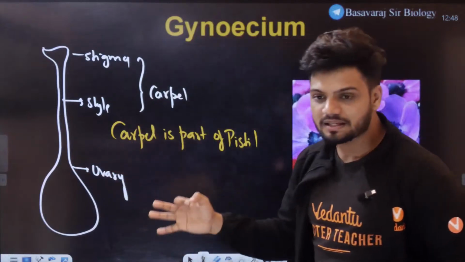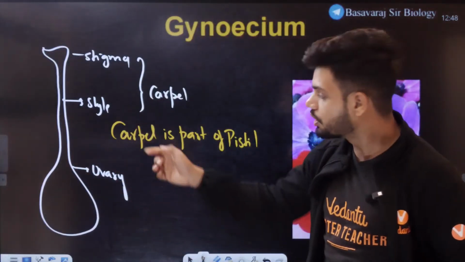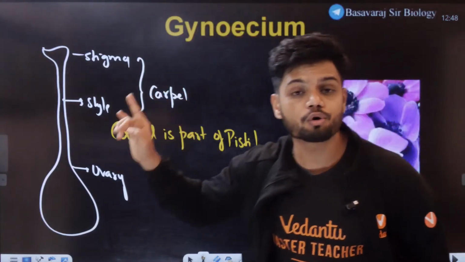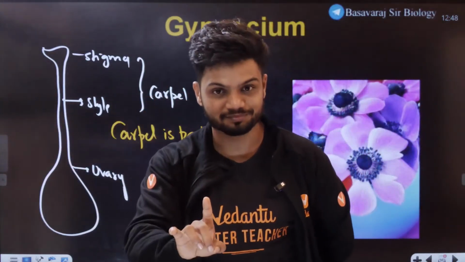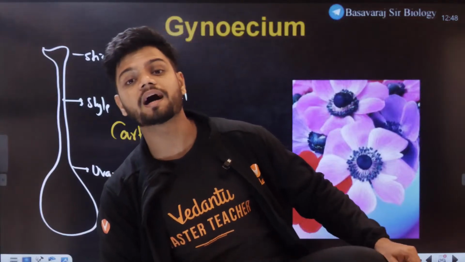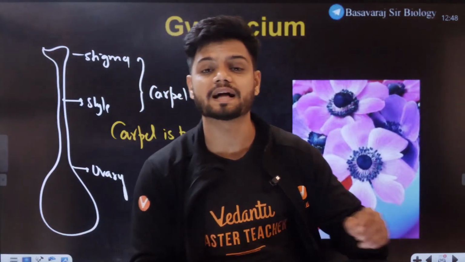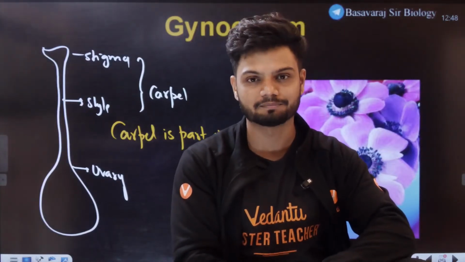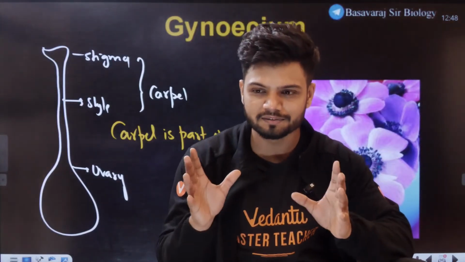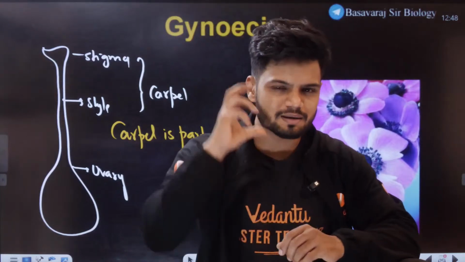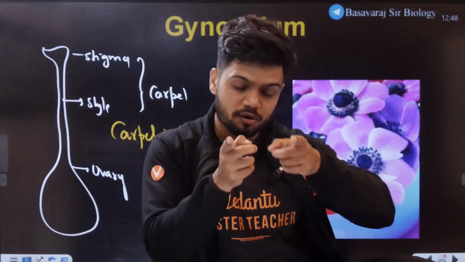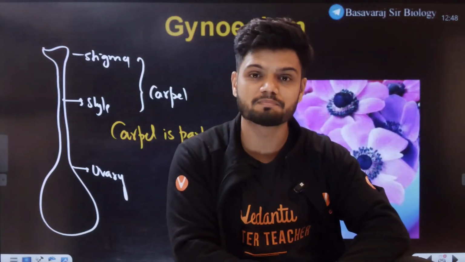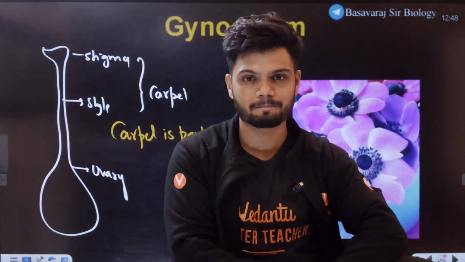Every single textbook usually shows this diagram. They are showing you the monocarpellary diagram, students. Every single textbook is showing you the monocarpellary diagram. Are you understanding, all of you? Are you getting some idea? So carpel is part of pistil. It is part of pistil.